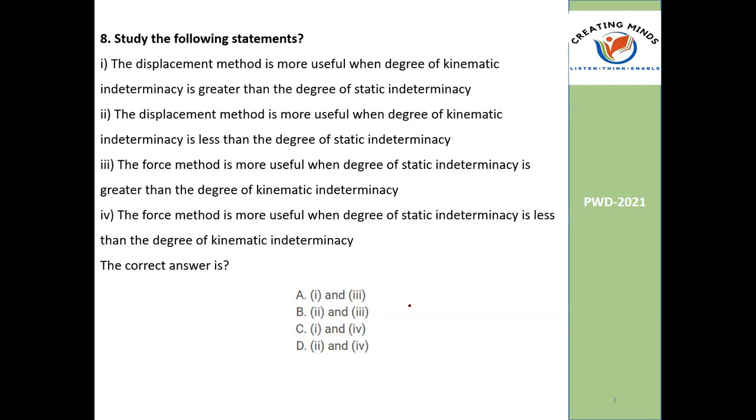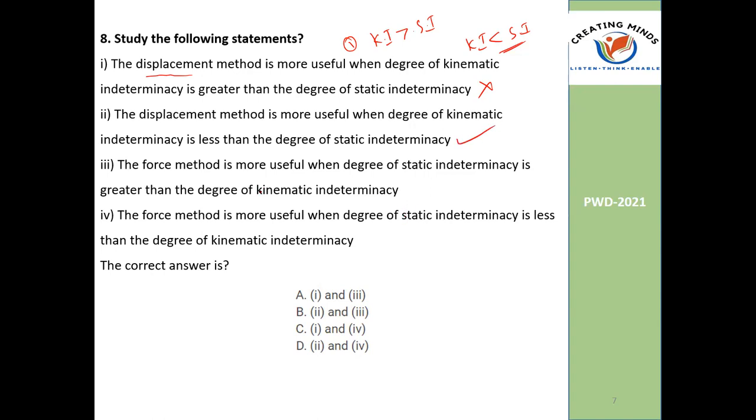Any answers? First statement: displacement method is more useful when the degree of kinematic indeterminacy is greater than the degree of static indeterminacy. Wrong. Why? Because the displacement method is suitable when kinematic indeterminacy is less than static indeterminacy. Therefore, this is wrong.